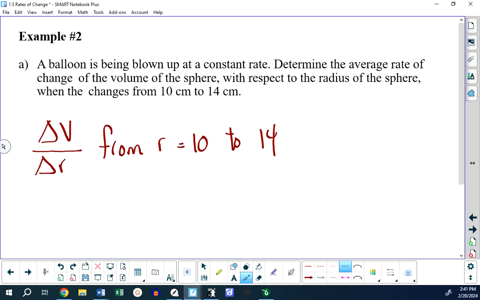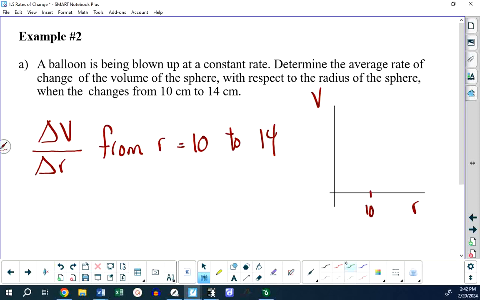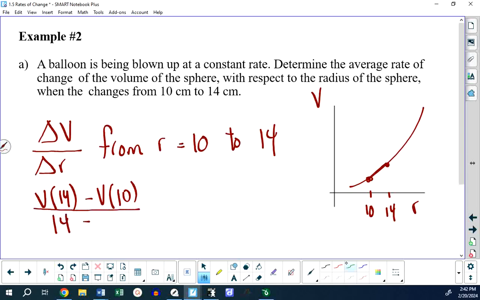You do not need to draw this. My hope is that when I sketch this, you look at it and go, well, I know that's what it means. Here's R equals 10. Here's R equals 14. Whatever this thing looks like, and it doesn't matter, it's going to look something like that, okay? We'll get to the formula in a second. I'm asking you to find the slope of the secant. That's all I'm asking you to do. This will be V of 14 minus V of 10 over 14 minus 10.